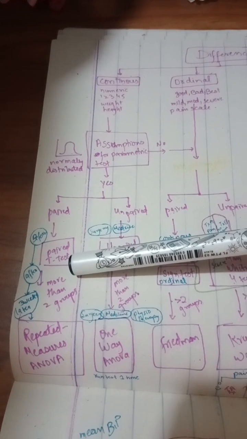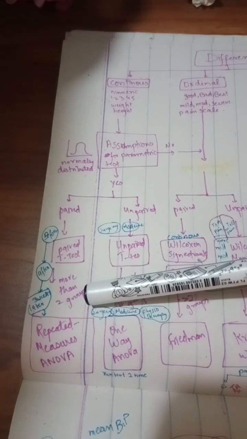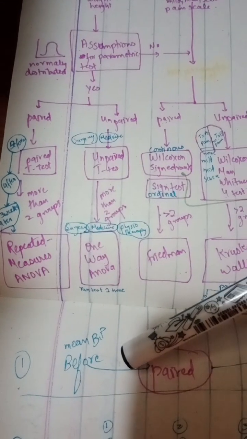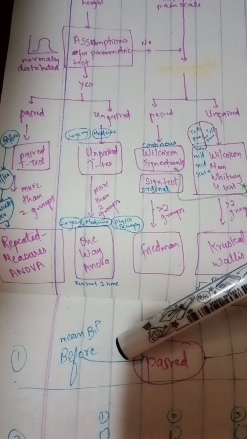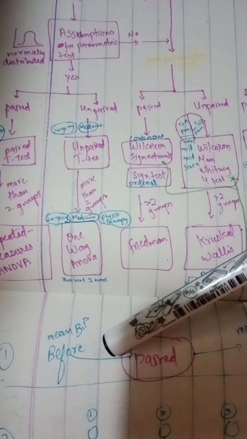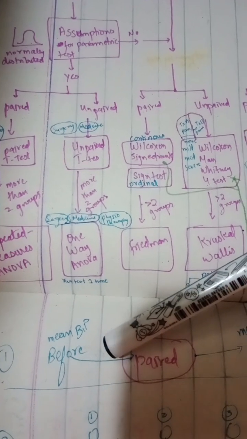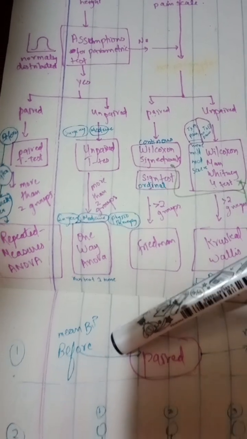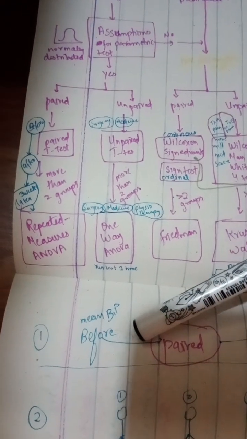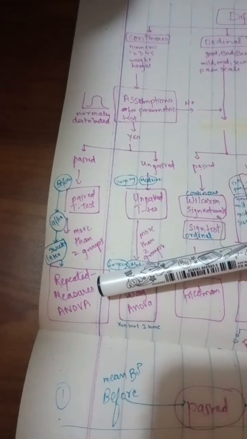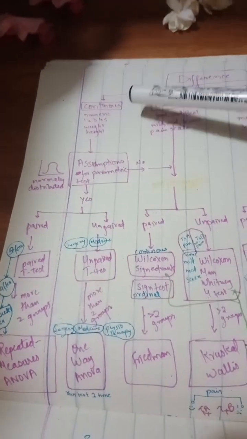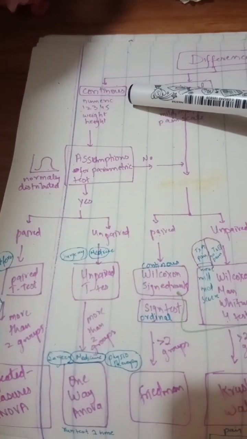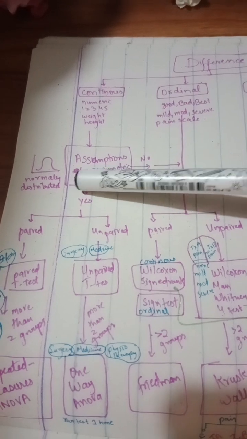And if we have more than two groups, for example, if we are going to see mean blood pressure in patients of Pakistani descent, African descent, American descent and Irish descent, so we have four groups now, then we will be doing repeated measures Anova.